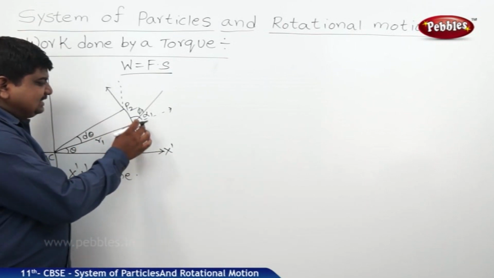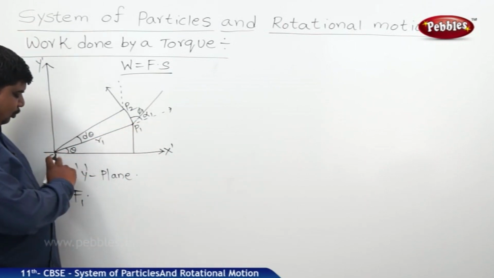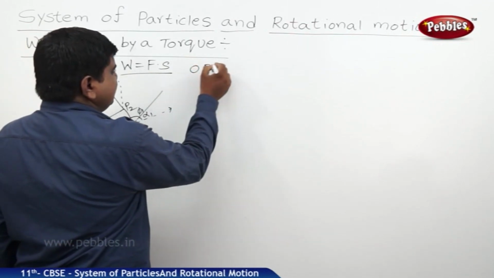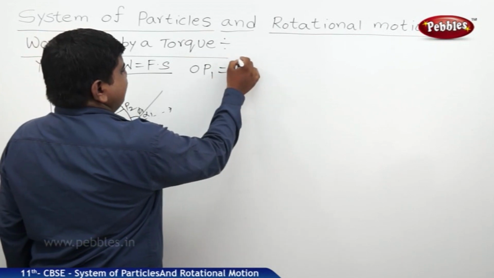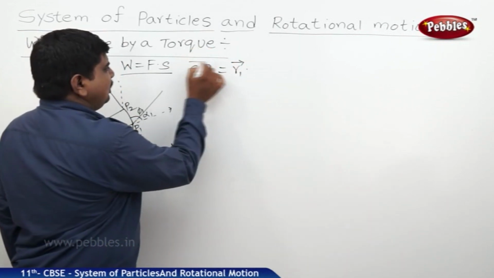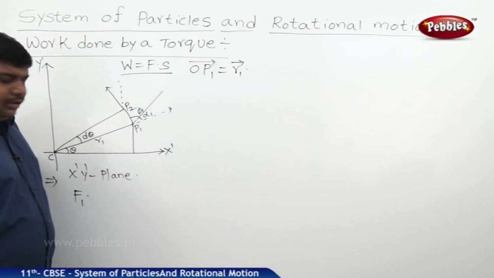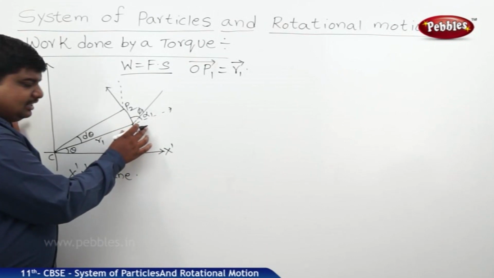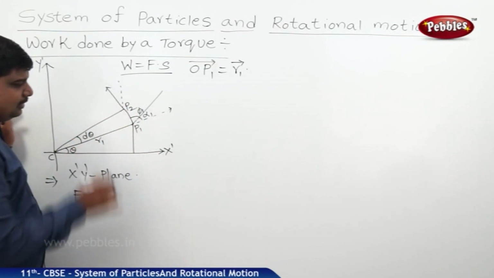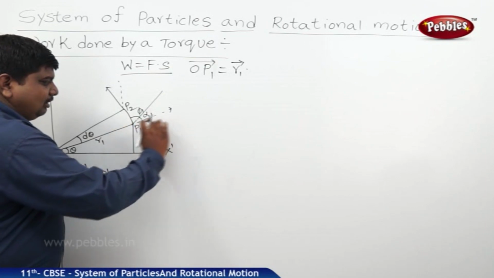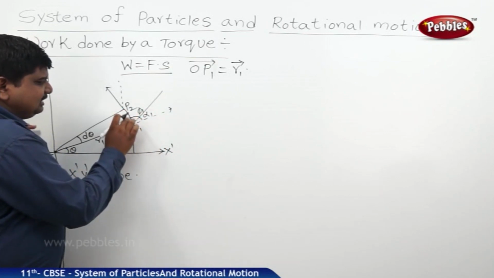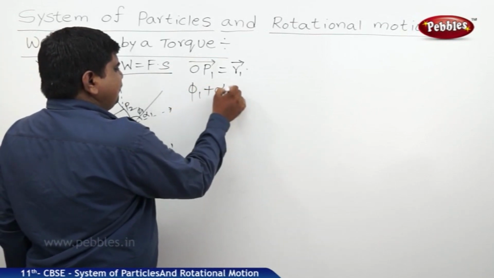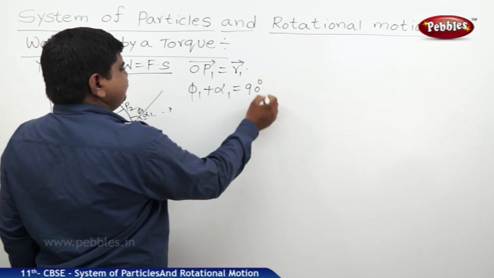Initially, the body is at P1 from O. O to P1 is R1, so OP1 is the position vector, equal to R1 bar. After some time t1, the body was shifted from position P1 to position P2 by making an angle alpha with the horizontal component and phi 1 with the vertical component. So we can say that phi 1 plus alpha 1 is equal to 90 degrees.